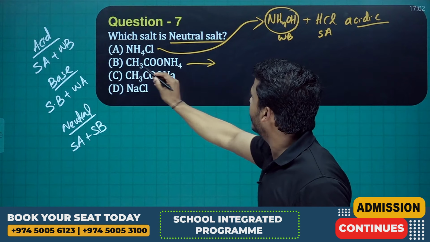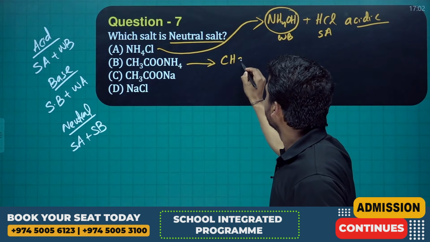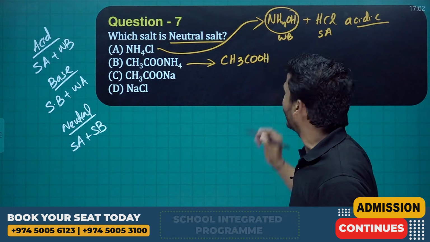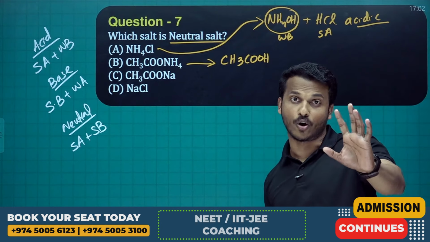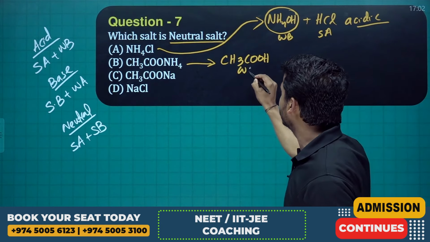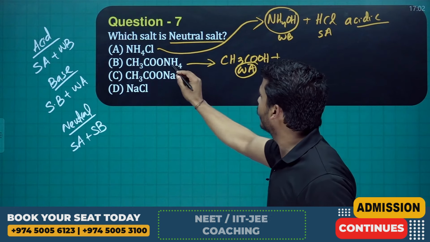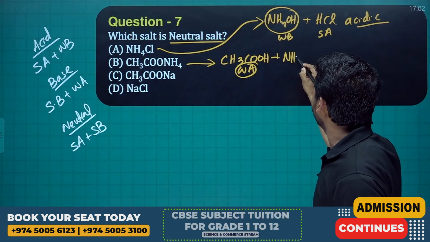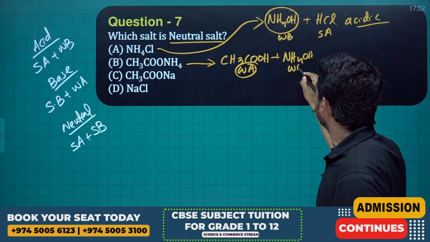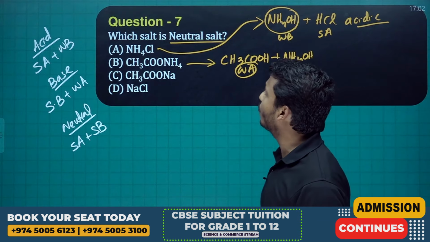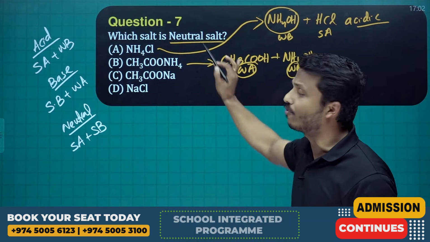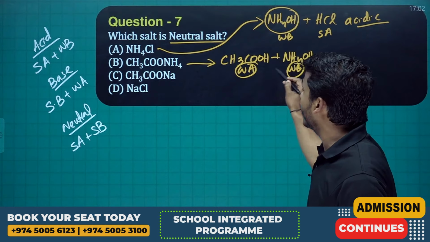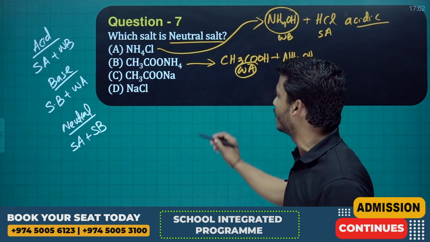What about this one? CH3COO. It is coming from CH3COOH. What is this? Acetic acid or ethanoic acid. It's a weak acid. Plus, from where will you get ammonium? From ammonium hydroxide, it is a weak base. And this also can form a neutral one. Yes, it also can form a neutral one. Weak acid and weak base, right? That's also a chance.